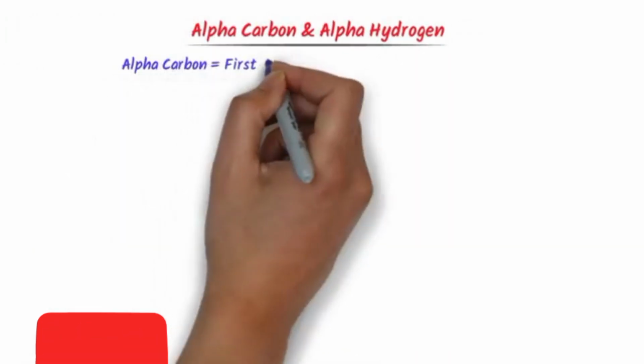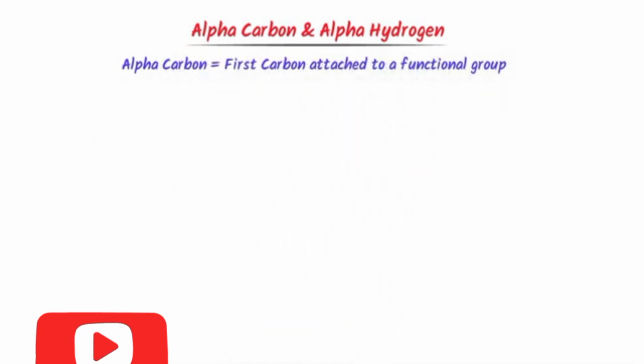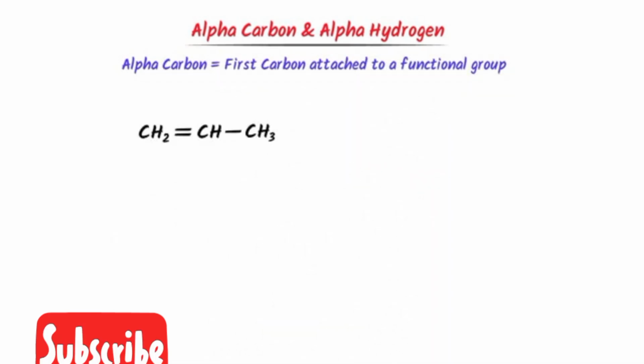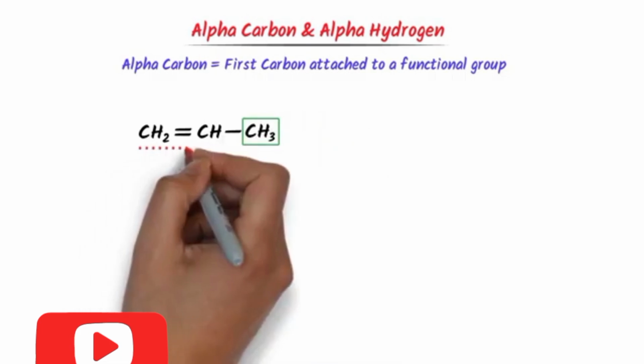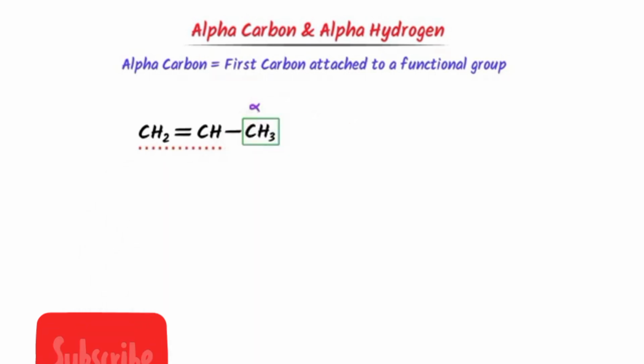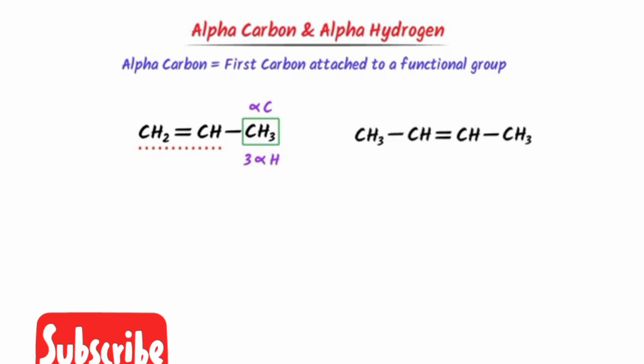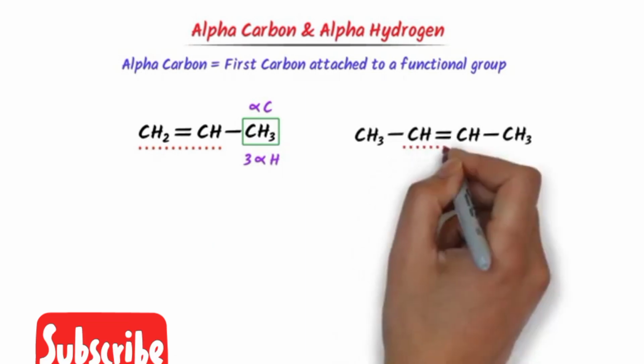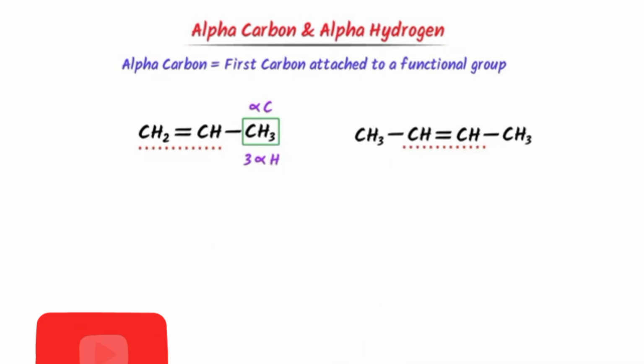The second important concept which you must learn is alpha carbon and alpha hydrogen. We define alpha carbon as the first carbon atom attached to a functional group. For example, consider this organic compound. Here the functional group is alkane. This is the first carbon attached to the functional group, hence it is alpha carbon. These three hydrogens are linked to the alpha carbon, and these are alpha hydrogens.